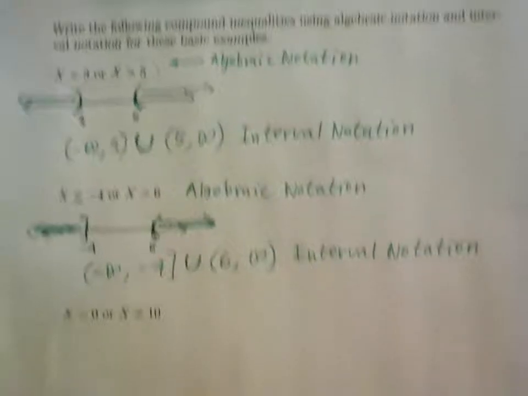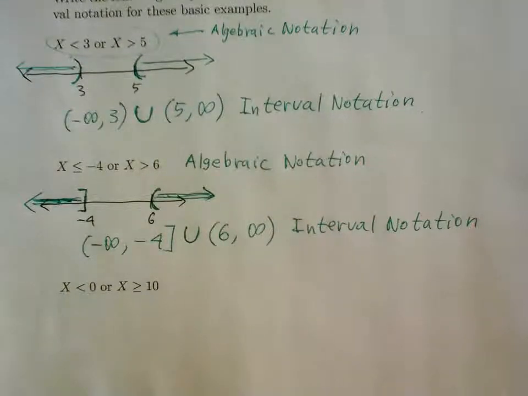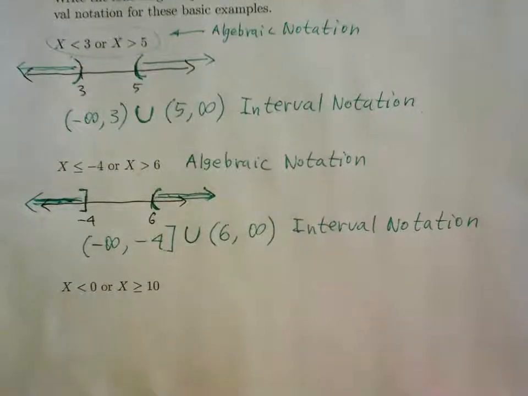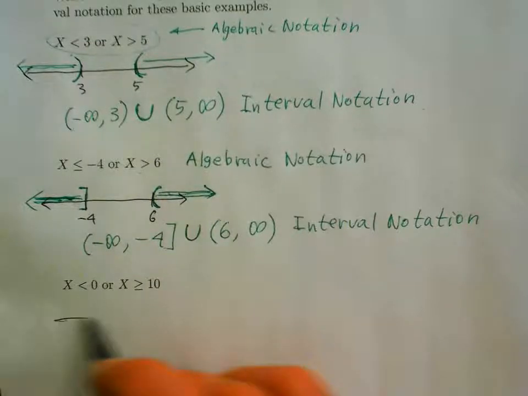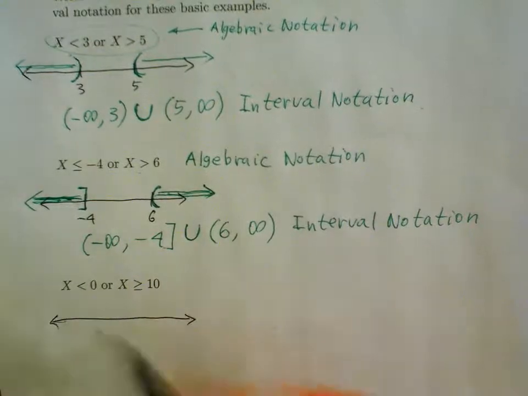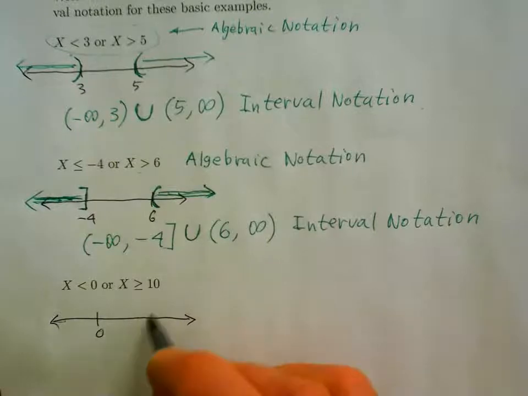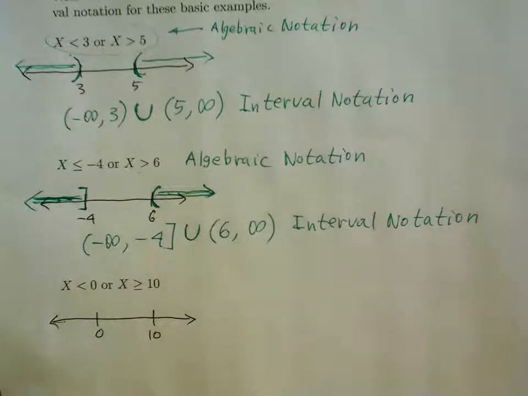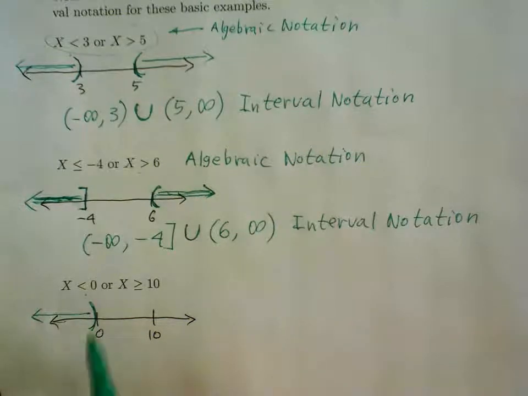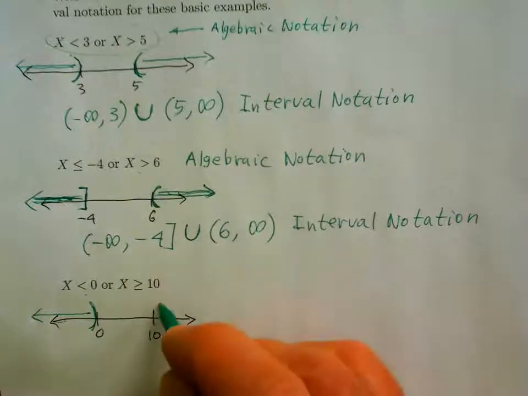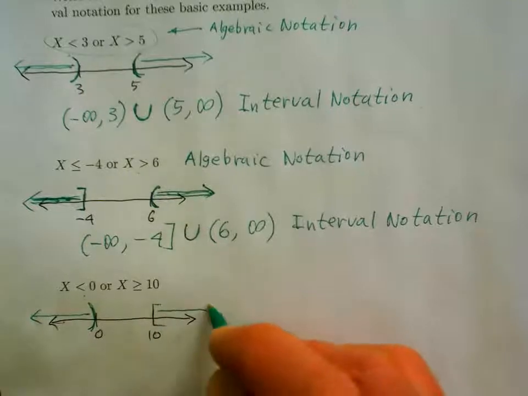Okay, the next one is another basic one. x is less than 0 or x is greater than or equal to 10. So we plot the numbers 0 and 10. x is less than 0, so parenthesis at 0 and shade to the left. Or x is greater than or equal to 10, we put a bracket at 10 and shade to the right.